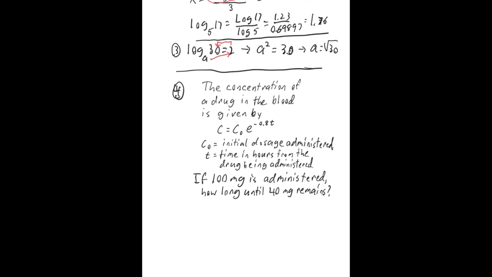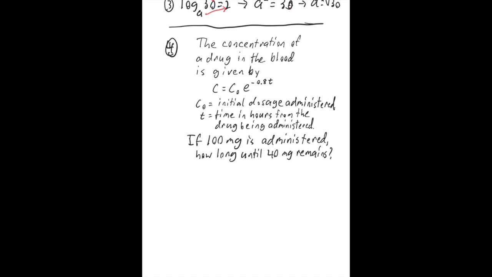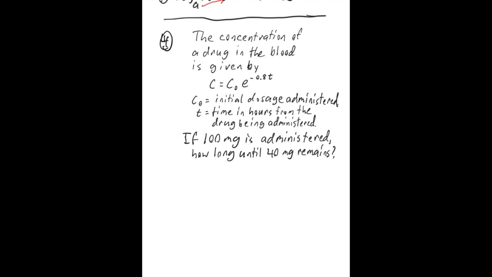Okay, so you've seen some of these previously all the way back in section 7.2. So these will be similar equations. The difference is now we're going to be solving for the variable that's in the exponent. Okay. All right. So in this case, we're going to have an equation for concentration of a drug in the bloodstream, given by this equation.